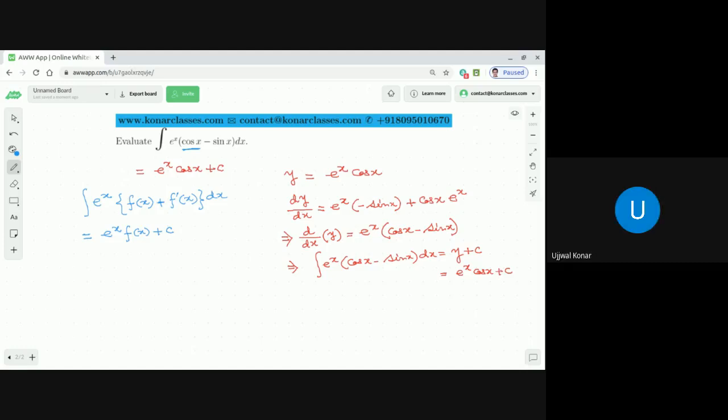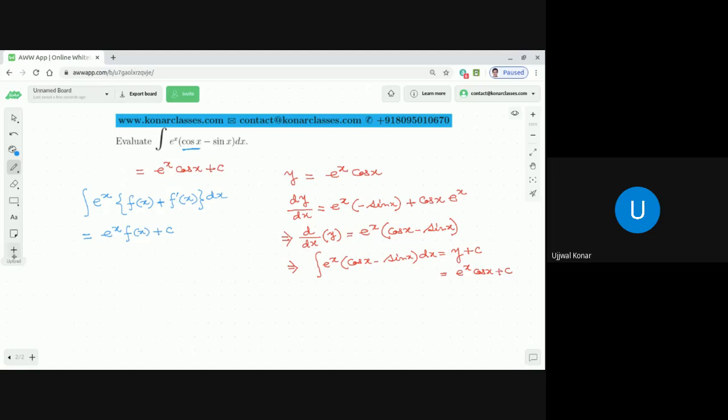How it is coming, I will explain to you during integration by parts later. You can ask, sir, prove to me how it is happening like this. That we will discuss during integration by parts. But remember this technique: if you get e power x times one function plus the derivative of this function.